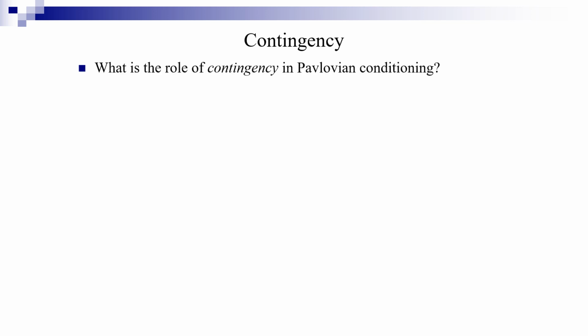Now, on to contingency. Contingency is referring to the prediction. So, if this, then that. And what we should see with conditioning is if the CS occurs, then the US will follow. So the CS should predict the US. So the US should be contingent upon the CS. Okay?